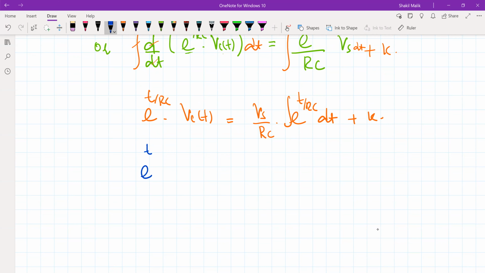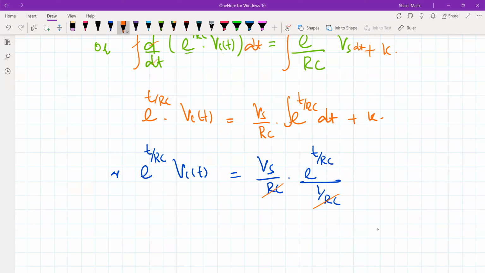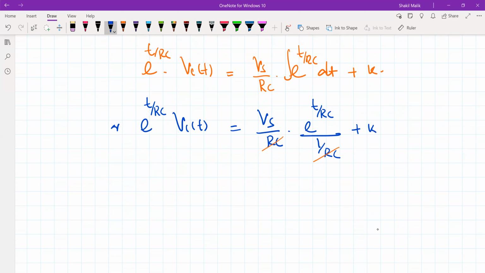Now e to the power of t by RC Vc(t) is equal to Vs divided by RC times the integration of e to the power of t by RC, which is e to the power of t by RC divided by 1 by RC. You can see here the 1 by RC and this RC cancel, and there is one more term, plus k. So what we have obtained is e to the power of t by RC Vc(t) is equal to Vs e to the power of t by RC plus k.